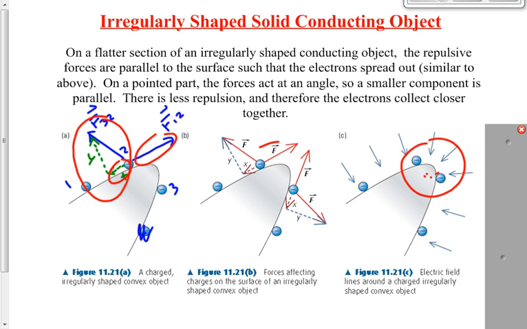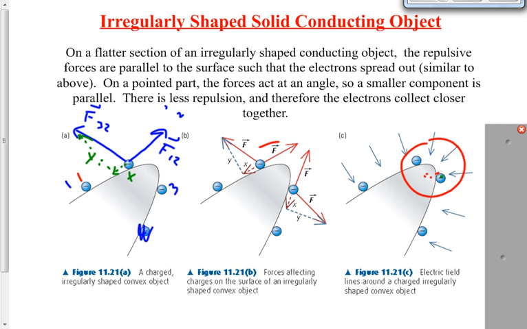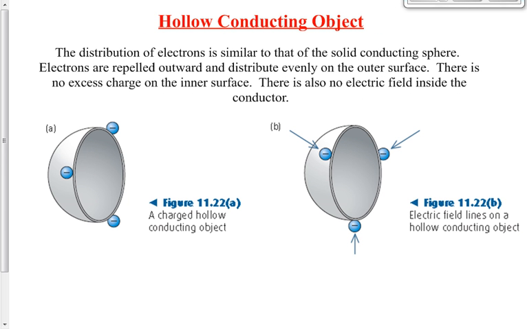Now you can copy this one down. All right, next shape. Let's see what it looks like. This one's easy because it's basically the same thing as a solid conducting sphere. This time this one's hollow though.